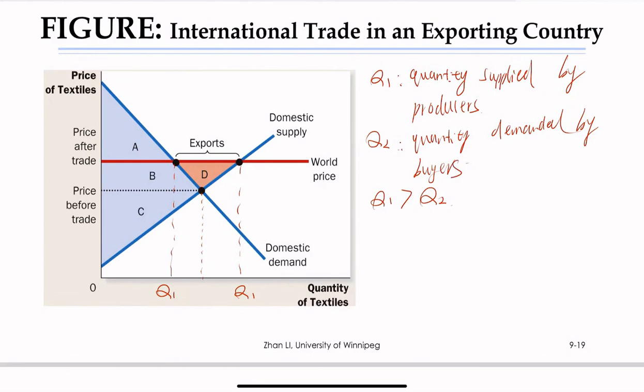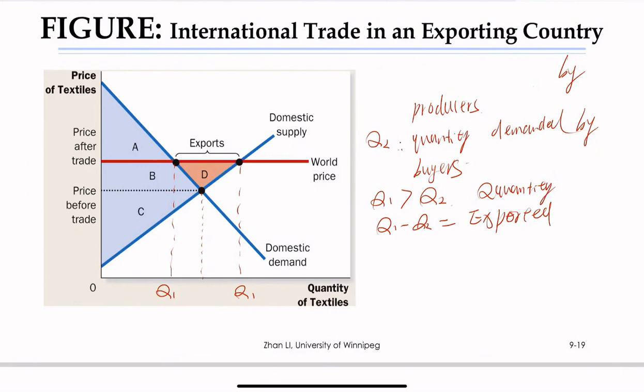Why do we get this result? Well, it's very natural because Q1 minus Q2 is just the quantity exported, right? So it's just quantity exported to the world market.